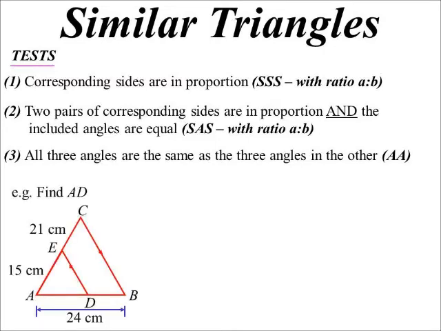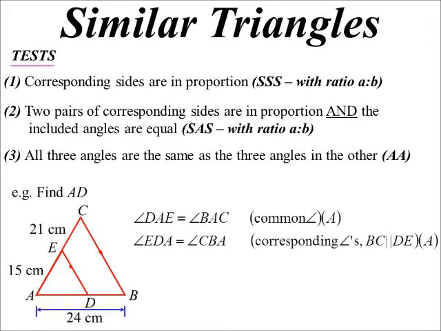Find AD. So we've got some sides here. Let's prove some similarity. DAE is the same as BAC, because in fact they are the same angle. It's just a different way of naming that angle. And EDA is the same as CBA, corresponding angles. So I've got 2 angles. And you'll probably remember from similar triangles that the vast majority seem to be showing those angles are the same. So there we go. I've got angle, angle, or equiangular.